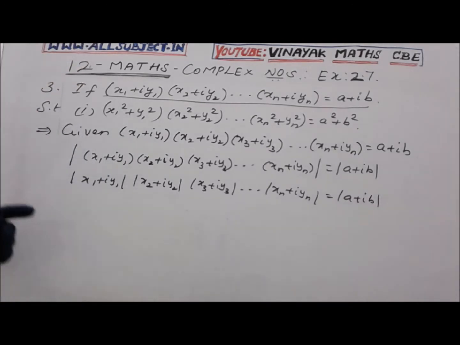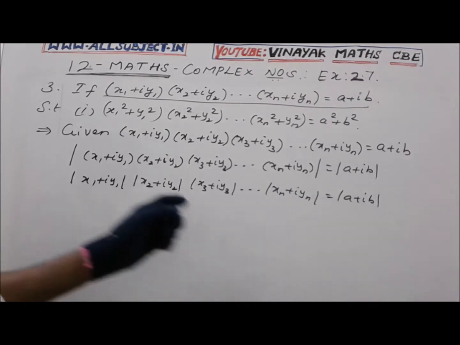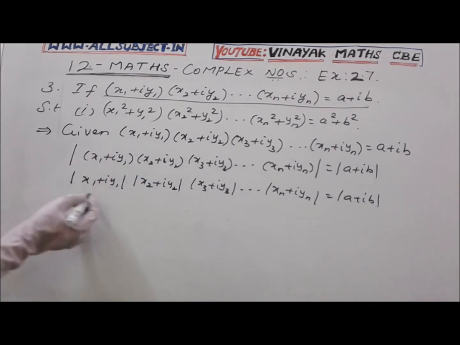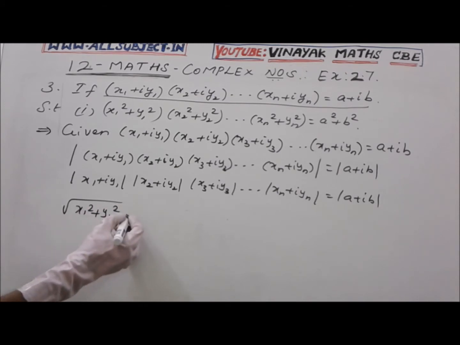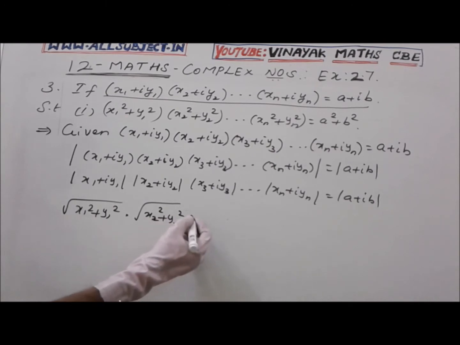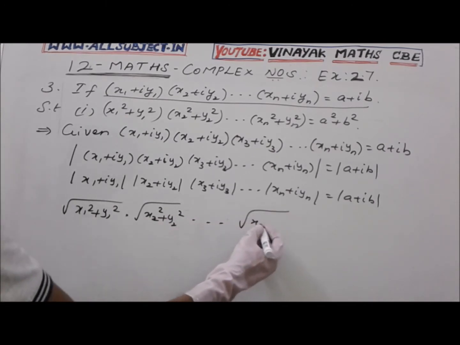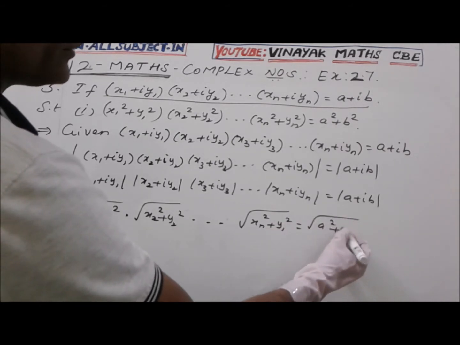By the property we can split modulus of z1 z2 z3 ... zn equal to modulus z1 into modulus z2 into modulus z3 etc. into modulus zn. So by use of the property we can split the modulus here. Modulus means the square root of the sum of the squares of the real and imaginary parts. So here root of x1 square plus y1 square into root of x2 square plus y2 square etc., root of xn square plus yn square equal to root of a square plus b square.